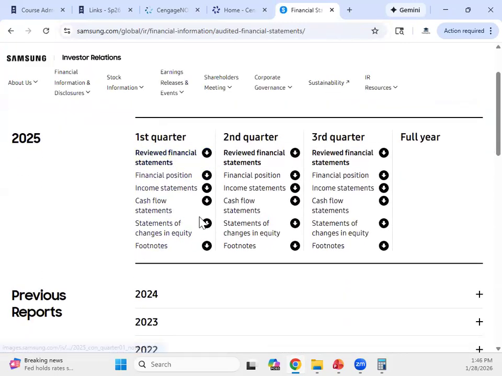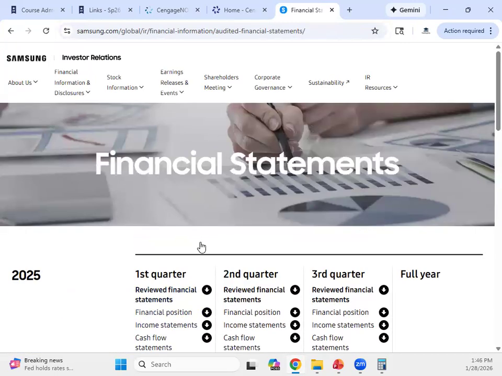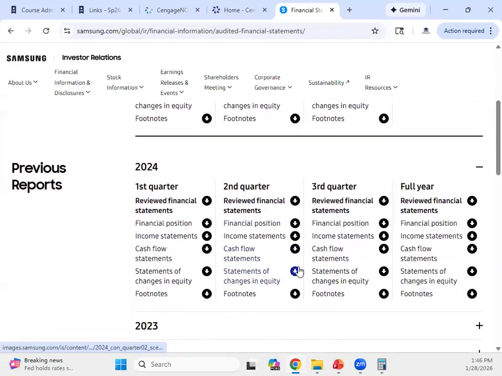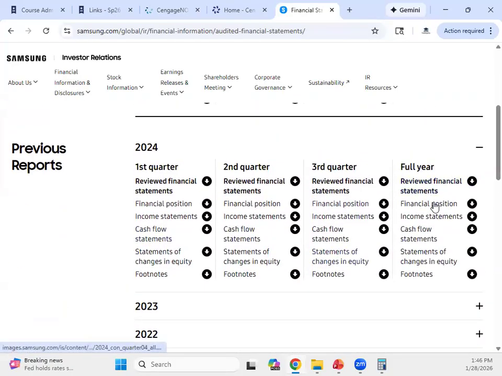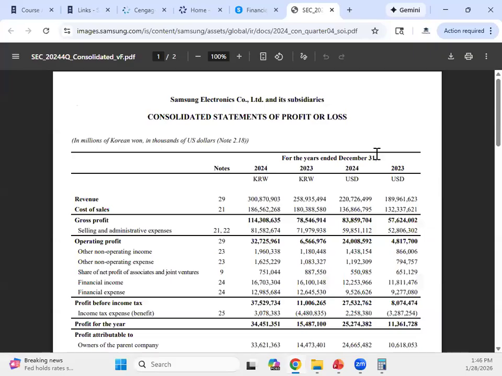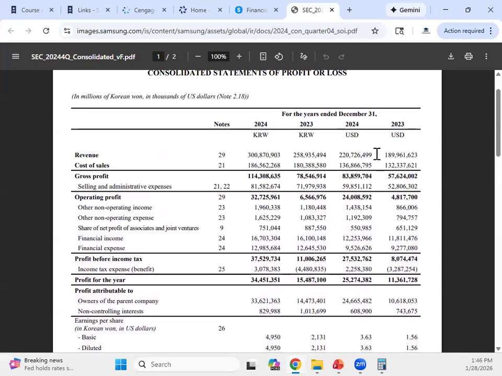So what we look up is just Samsung. This is Samsung's investor relations page. If we go to 2024 full year and just take a look at the income statements.